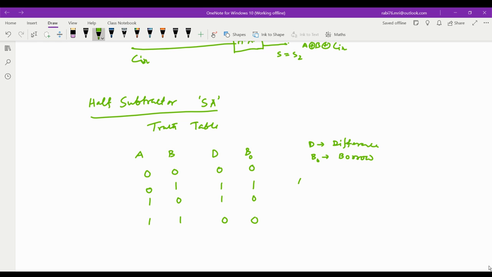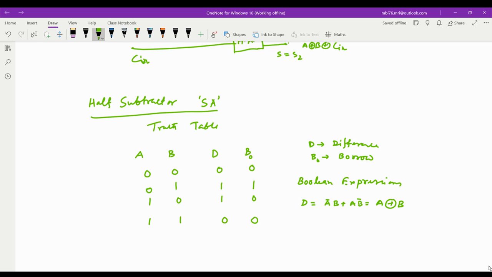Now what we have to do? We have to write the Boolean expressions. So for difference only two terms are there: A bar B plus A B bar. Same as S. So A XOR B. So the difference of the half subtractor and the sum of the half adder are the same thing.